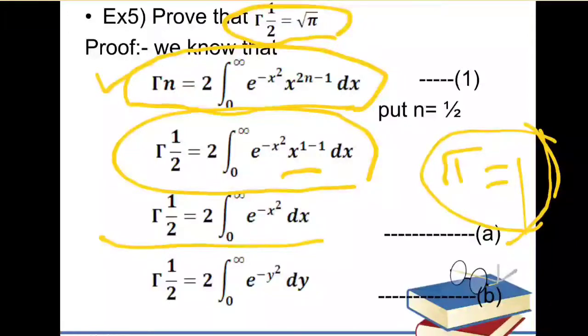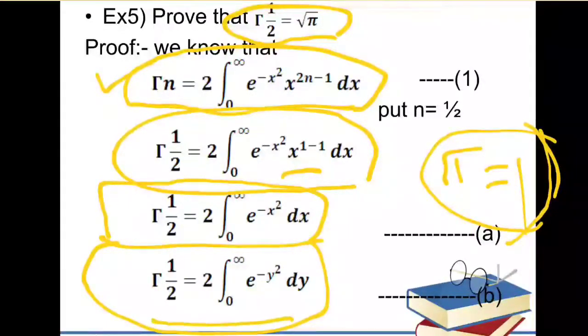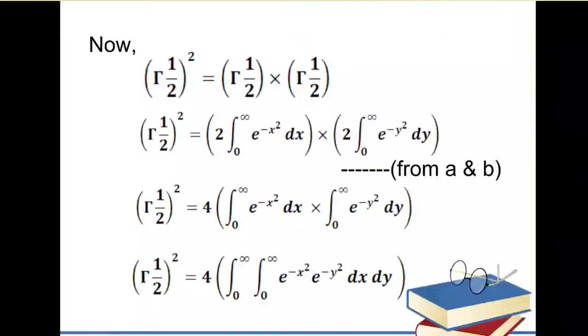In equation number A, if we replace the variable x by y, then still the answer of the integration remains the same. So here this is the variable x, and here we replace x by y, then we get this integration. Both integration values are gamma of 1 by 2. Now in the next step, if we take the product of these two terms, then it is this one, and we put the value of gamma 1 by 2 in the form of integration, this one. So here 2 into 2 is 4, and the remaining integration is this one. Now see here, both the terms are in product form, so we can combine these terms.